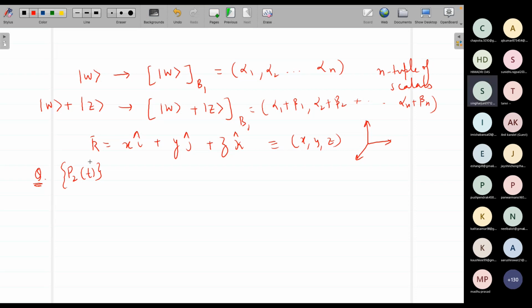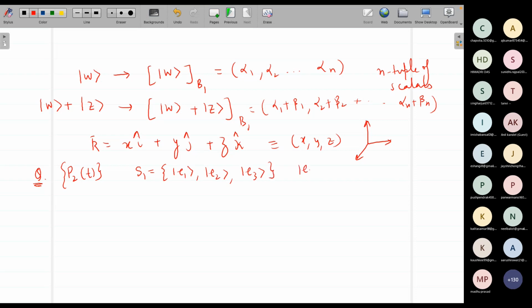P2(t), polynomials of second degree. Dimension: so what will be the dimension? 3. Right, 3 dimensions. So let me give you now a set, and while giving you the question, I will also explain the concept.